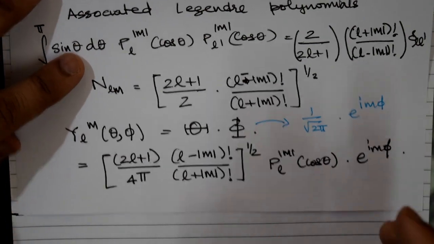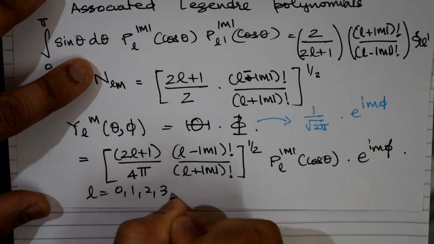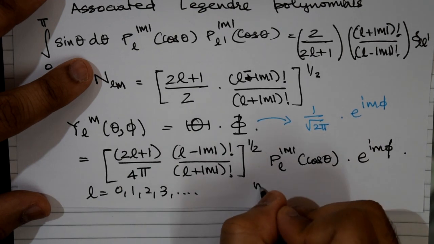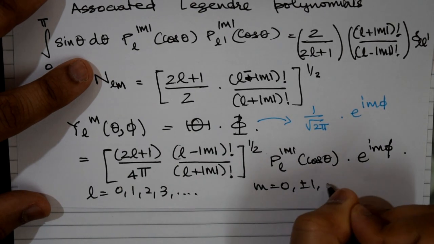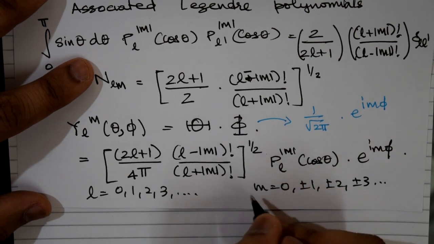And the most important things are L goes between 0, 1, 2, 3 and so on, and m goes 0, plus minus 1, plus minus 2, plus minus 3. And the condition here is that m will be dictated by L.